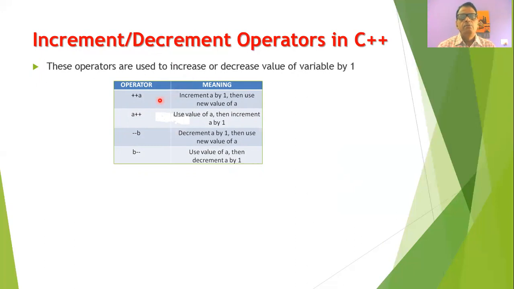Say, for example, we can make use of the increment operator. The increment operator is written as plus plus. So we can write the operand either before the operator or after the operator. So plus plus a will increment the value by 1 and then use the new value of a. A plus plus will use the value of a and then increment a by 1. Minus minus b will decrement the value by 1 and then use the value of b, and b minus minus will use the value of b and then decrement it by 1.